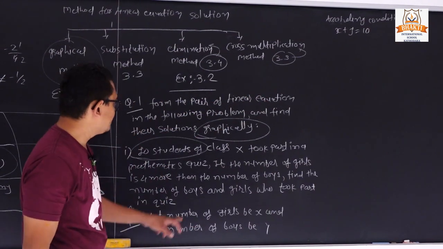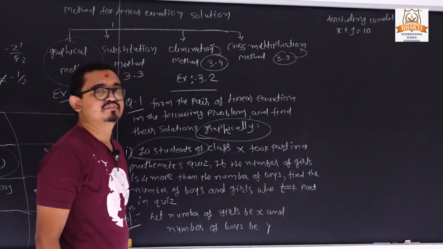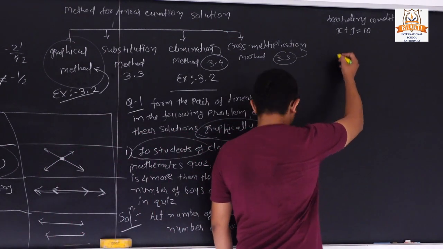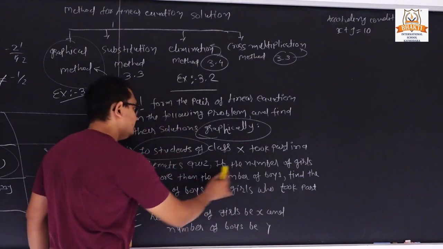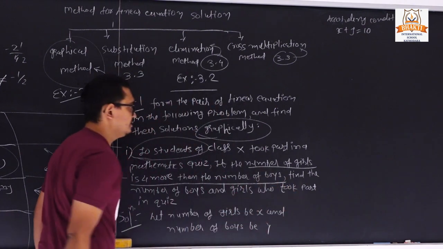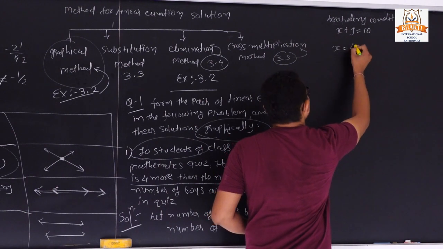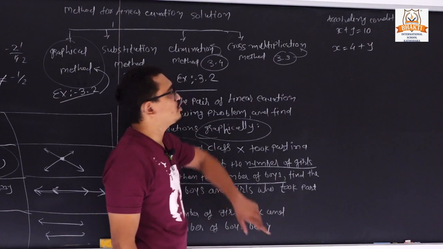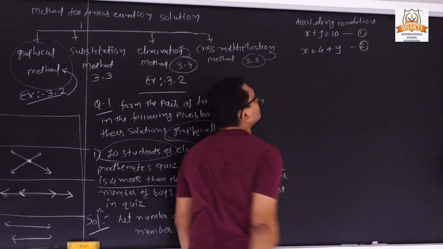Then the second condition: the number of girls is 4 more than the number of boys. So the number of girls will be x, which is 4 more than y. Clear? Because girls are 4 more than the boys. So we have 2 equations, 1 and 2.